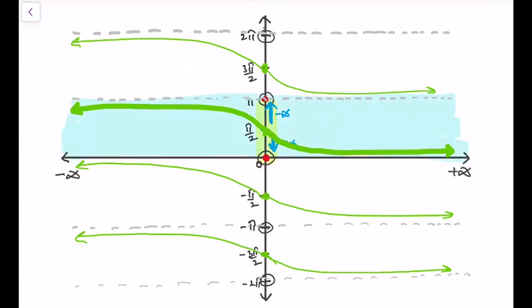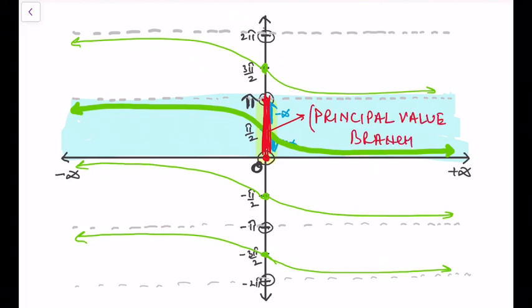So the range of cot inverse is from 0 to pi, which is the principal value branch of cot inverse, where all the principal values of cot inverse exist. So this is how we graph cot and cot inverse.